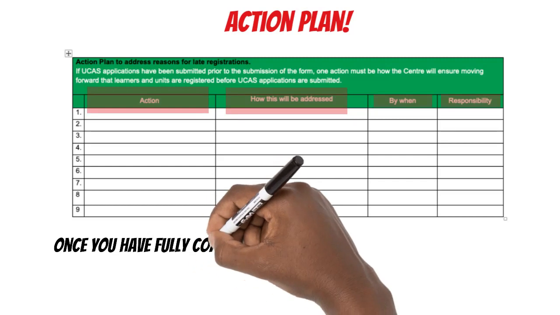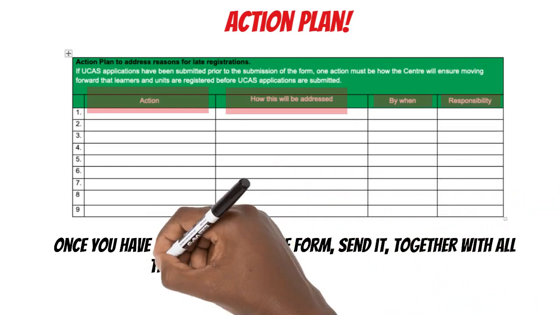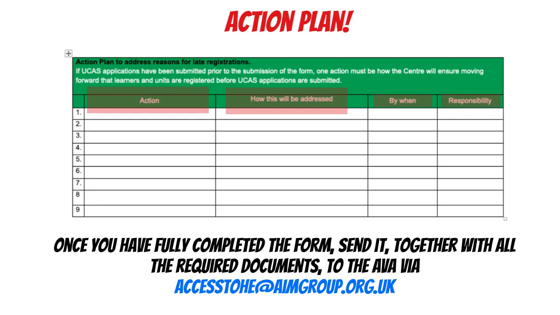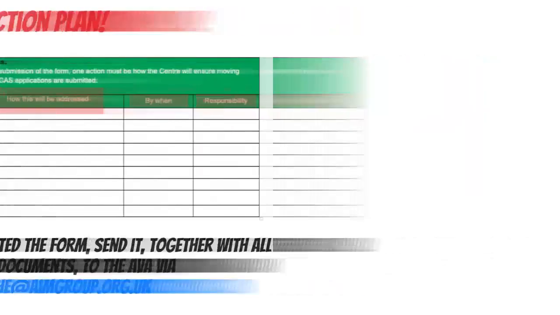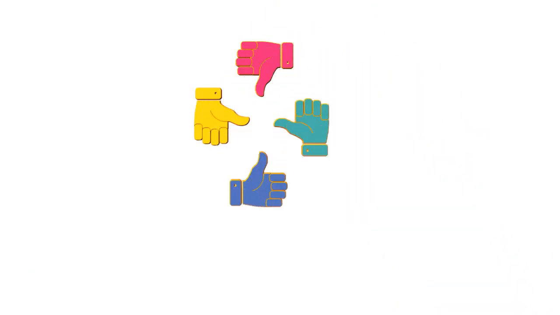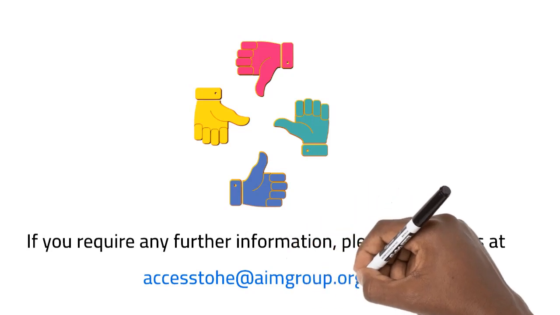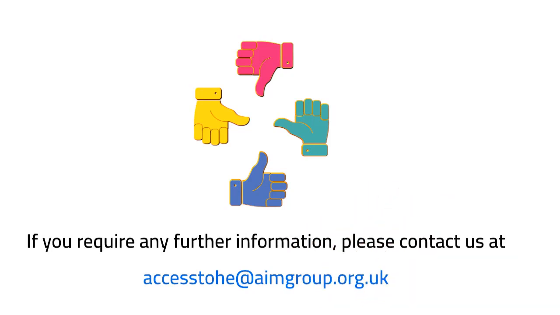Once you've fully completed the form, send it together with all the required documents to the AVA via the access2he@aimgroup.org.uk email. And that's it! If you require any further information, please contact us at access2he@aimgroup.org.uk.